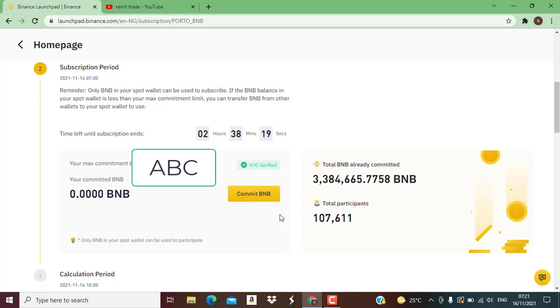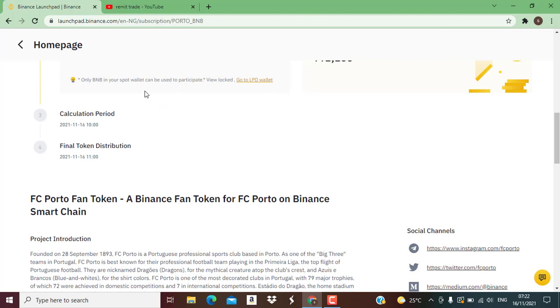After commitment, they will do the calculation period right here. After the calculation period is the final distribution period. So all I have to do is to come here and commit my BNB. You see success here. I have already committed. After the subscription period is the calculation period. Binance will calculate and know the number of tokens you were supposed to get, based on the fact that you were holding BNB for the past 10 days and the number of BNB you were holding. And the final token distribution will take place by 11 a.m.